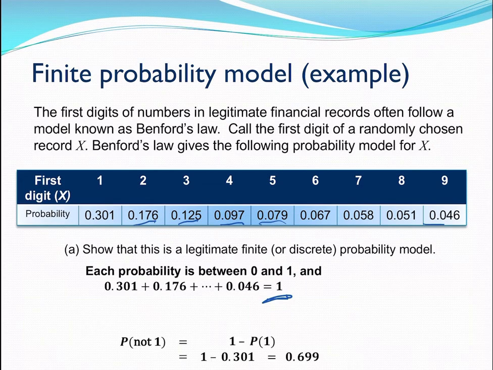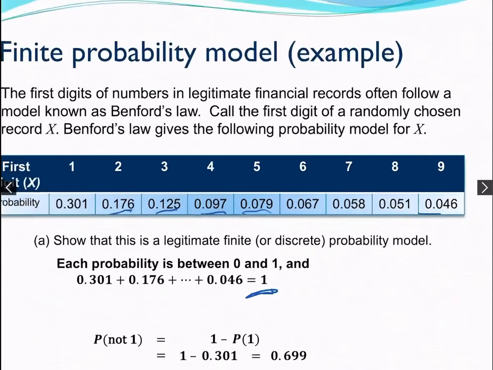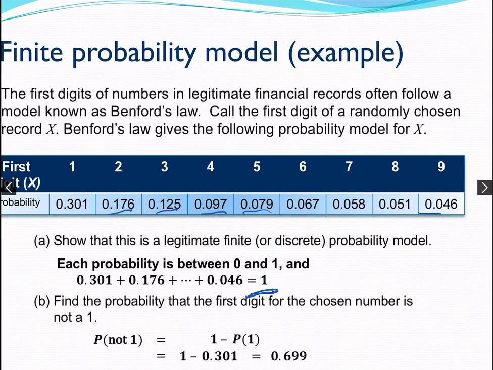Next, I want to find the probability that the first digit of a chosen number is not 1. So the probability of not 1 is going to be 1 minus the probability of 1. That gives me 1 minus 0.301. So the probability the first digit is not a 1 is 0.699.